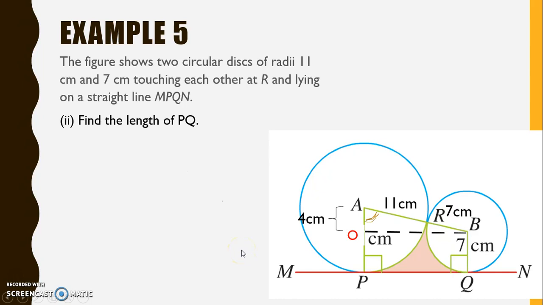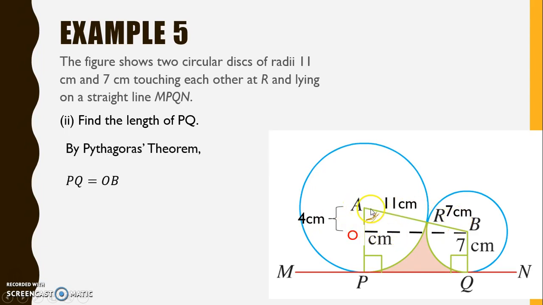So in the next portion, I'm asked to find the length of PQ. So how do I go about doing this? Now, I know that this length PQ over here is the same as OB. I have this length over here, which I know is 11 plus 7, which is 18 centimeters. I have this length over here, and this is definitely a right angled triangle. So how? Okay, yes, I can use Pythagoras theorem.